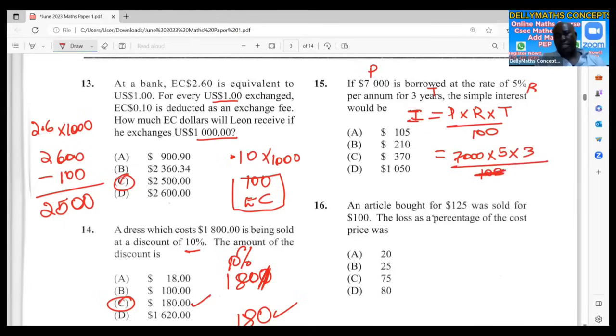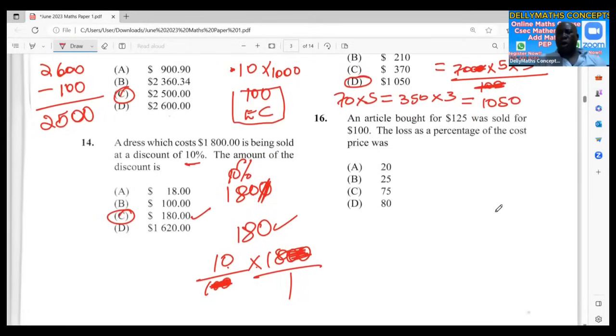This 100 could cancel into the 7,000. You get 70. So we're left with 70 times 5. This is 350 multiplied by 3. And this will give you 1,050. And here is the answer.